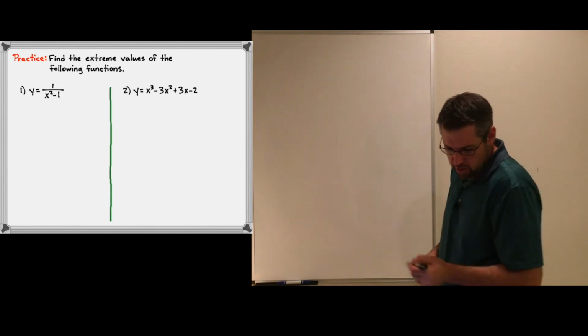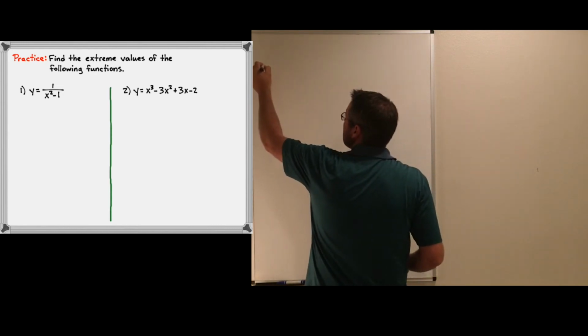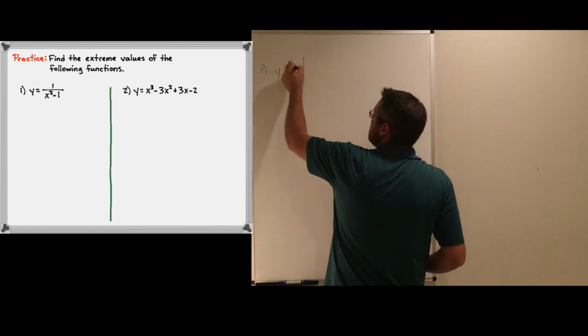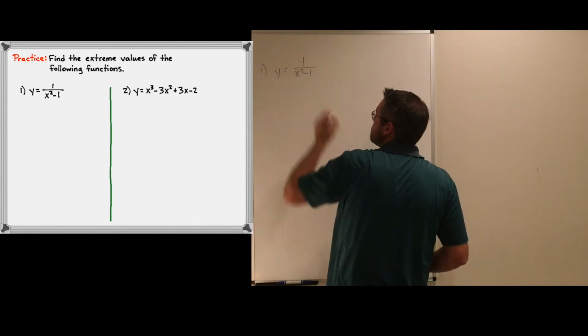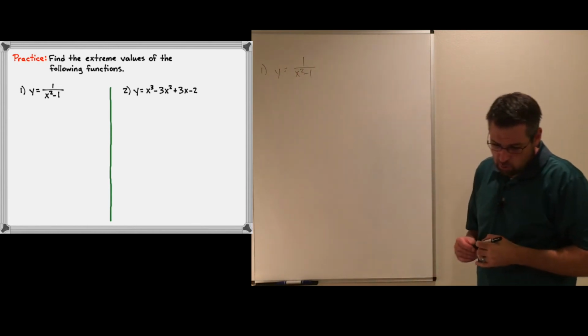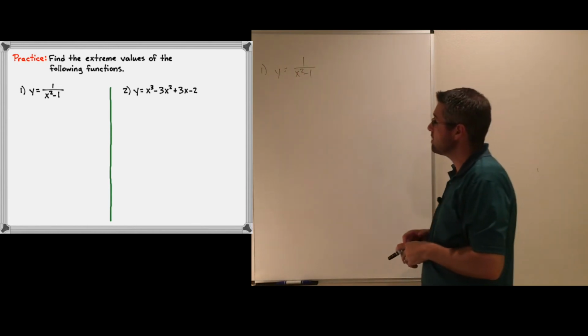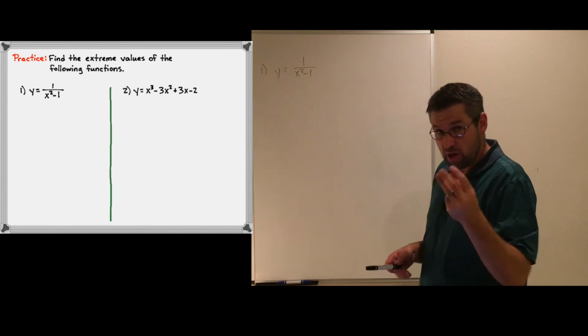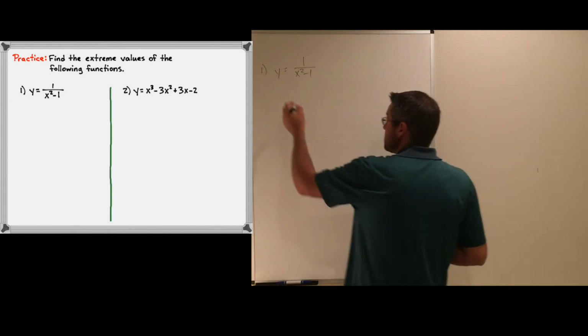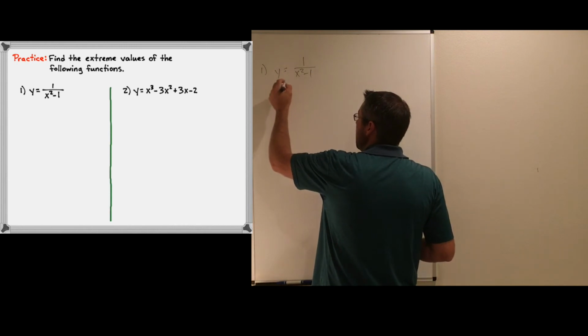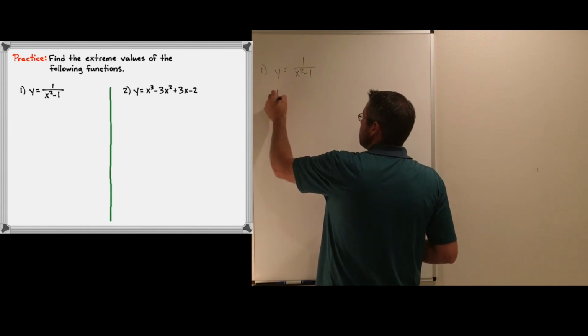Okay, so for number 1, we have y equals 1 over x squared minus 1. That's our function, and we're looking for any extreme values of that function. So we've got to find all the critical points. The first type is when the derivative is equal to 0, so I have to take the derivative.